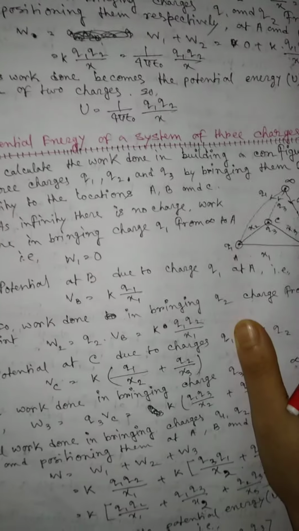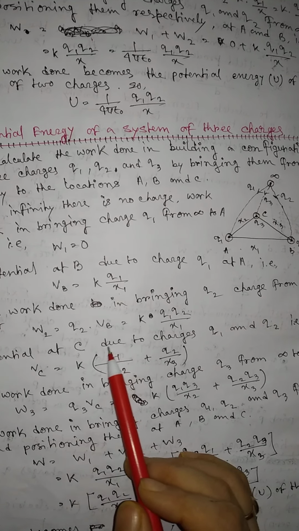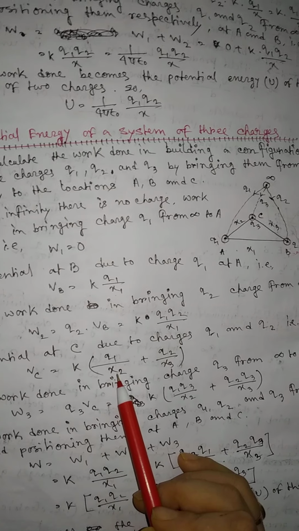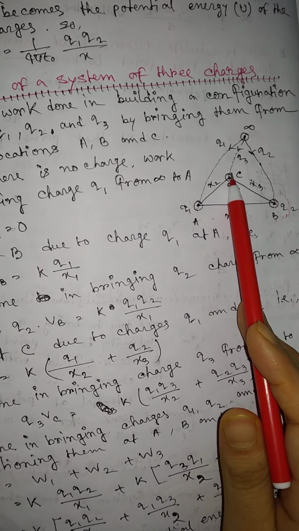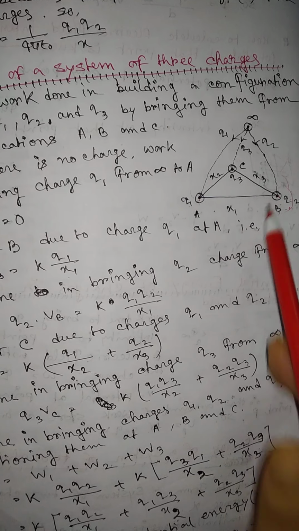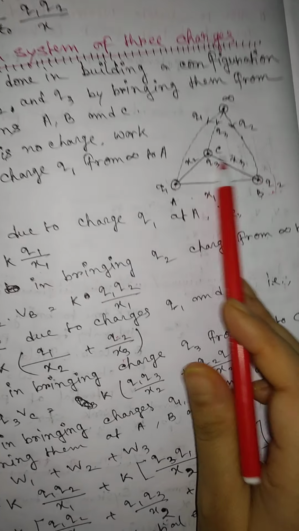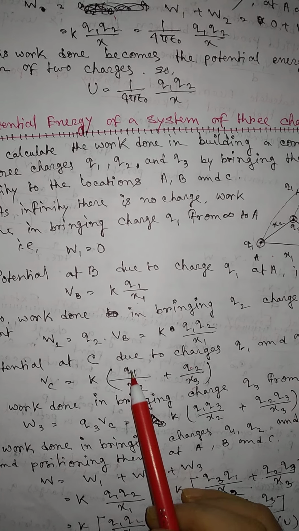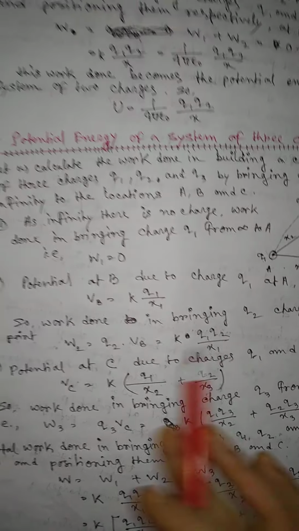Okay, so the net potential at point C due to q1 and q2 charges, VC equals the potential due to q1 charge, which is K into q1 by x2, because the distance is x2, plus the potential at point C due to q2 charge, which is K into q2 by x3, because the distance is x3. So the net potential is K into (q1 by x2 plus q2 by x3).